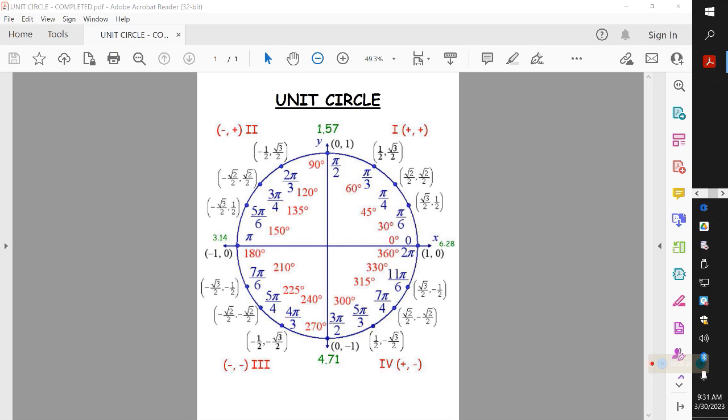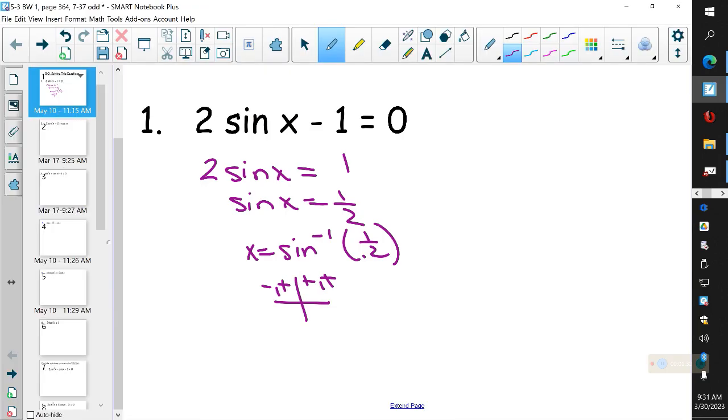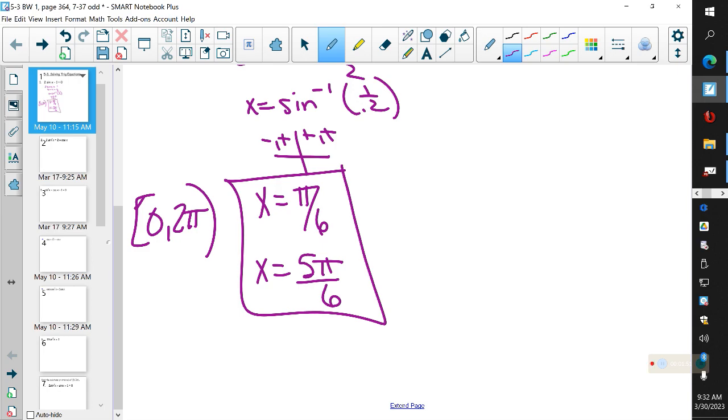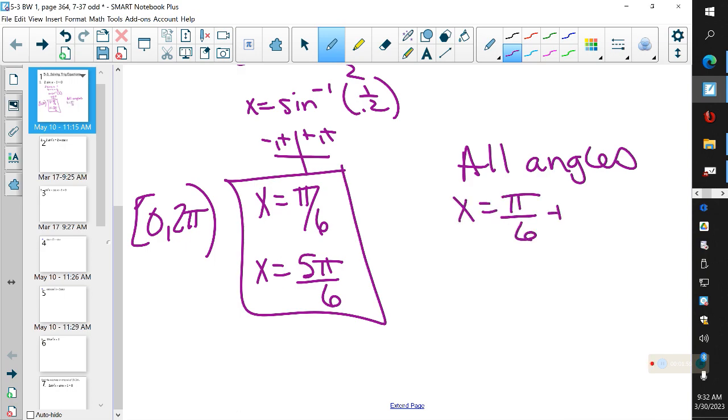So if we come back over to our problems here, that means x is going to be equal to pi over 6, which is our 30 degrees, and it's also going to be equal to 5 pi over 6, which is our 150 degrees. Now, if this was between 0 and 2 pi, these would be my two answers. However, if it's all angles, then that's going to be pi over 6 plus 2 pi k, and 5 pi over 6 plus 2 pi k.